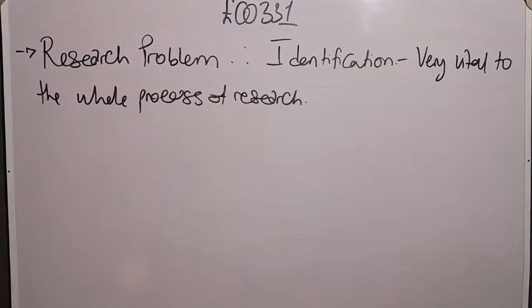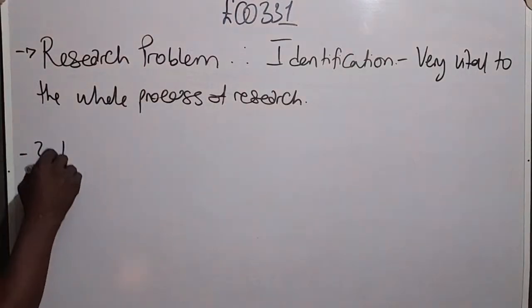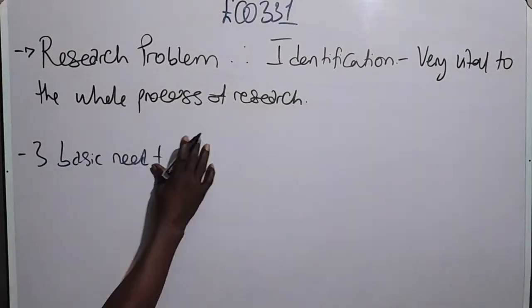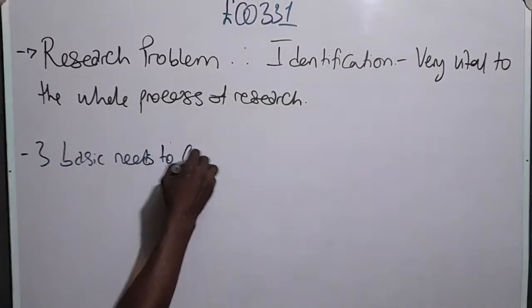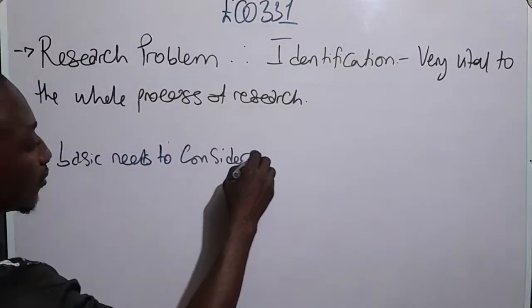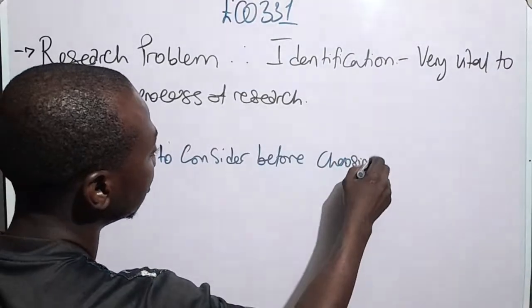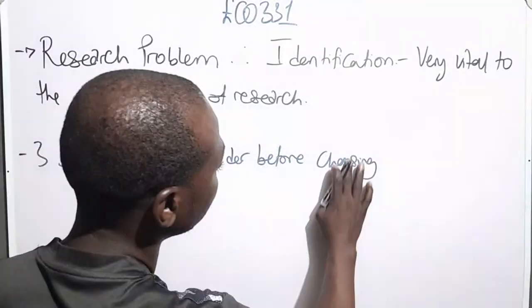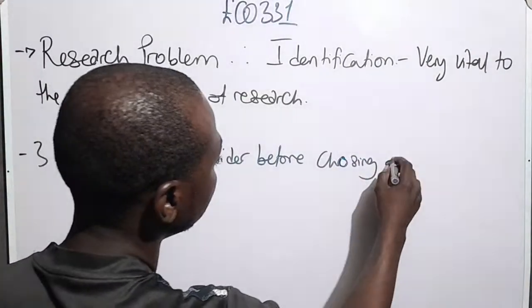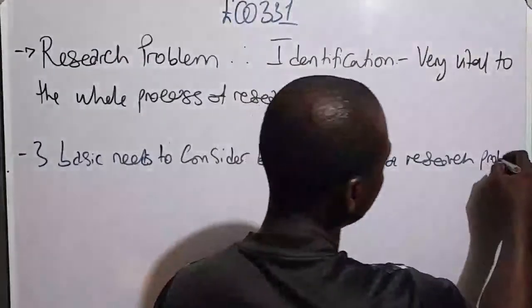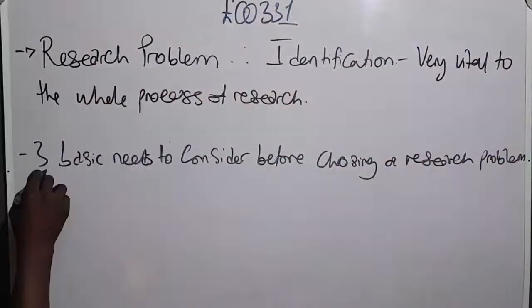Three basic stages of reductive deductive need to be taken into consideration. All right, three basic needs to consider before choosing, okay, a research problem.